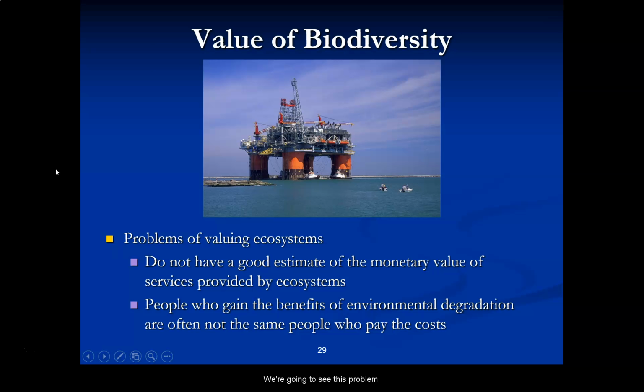And again, we're going to see this problem come up a couple of times over the course of the semester. How do you put a value on biodiversity? Well, there are a couple of problems with valuing ecosystems. It's hard to have a good estimate of the monetary value of services provided by ecosystems. People who gain the benefits of environmental degradation are often not the same people who pay the cost. For instance, individuals that may tear down a part of a forest aren't necessarily the people that live in that area. However, they may gain the monetary benefit.